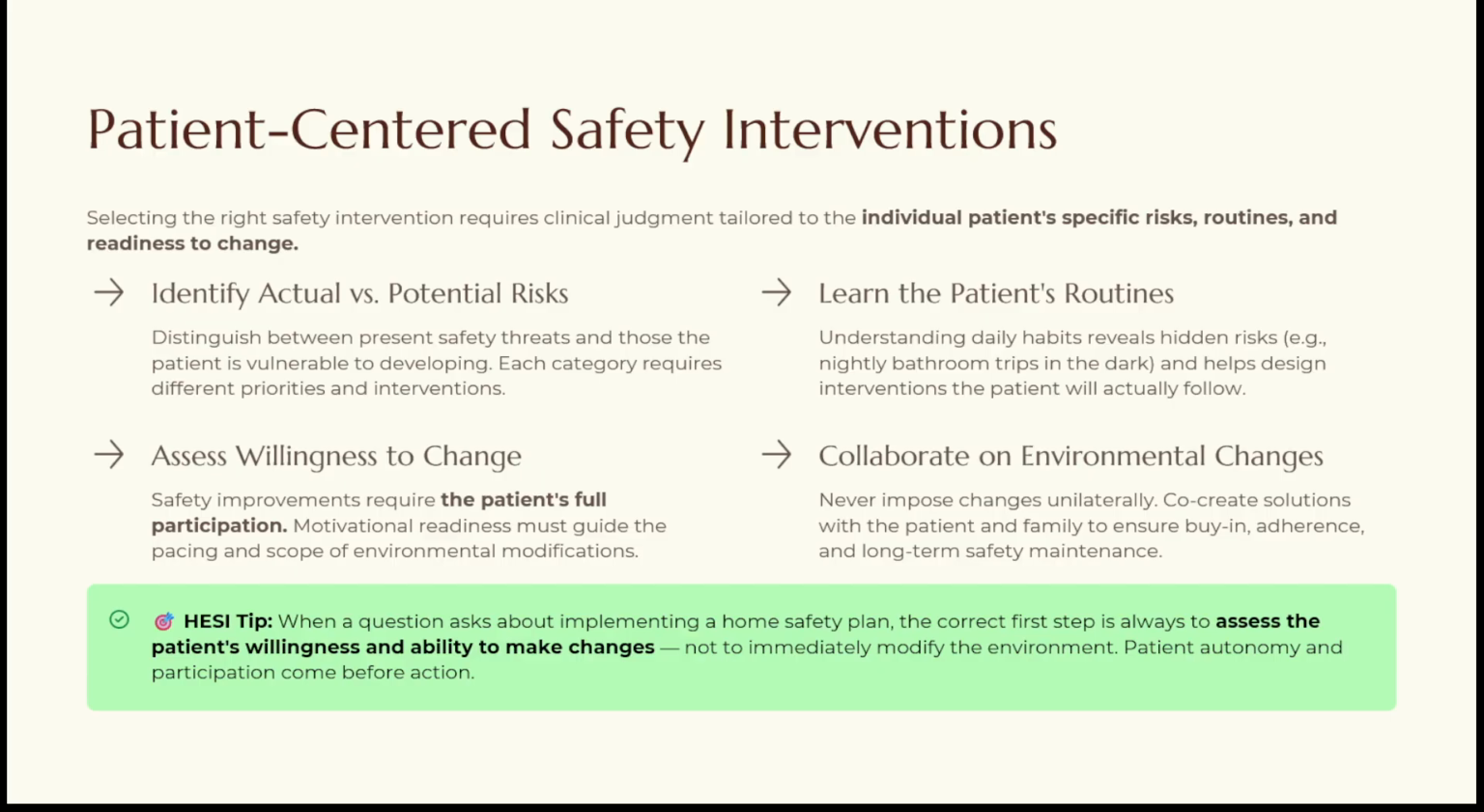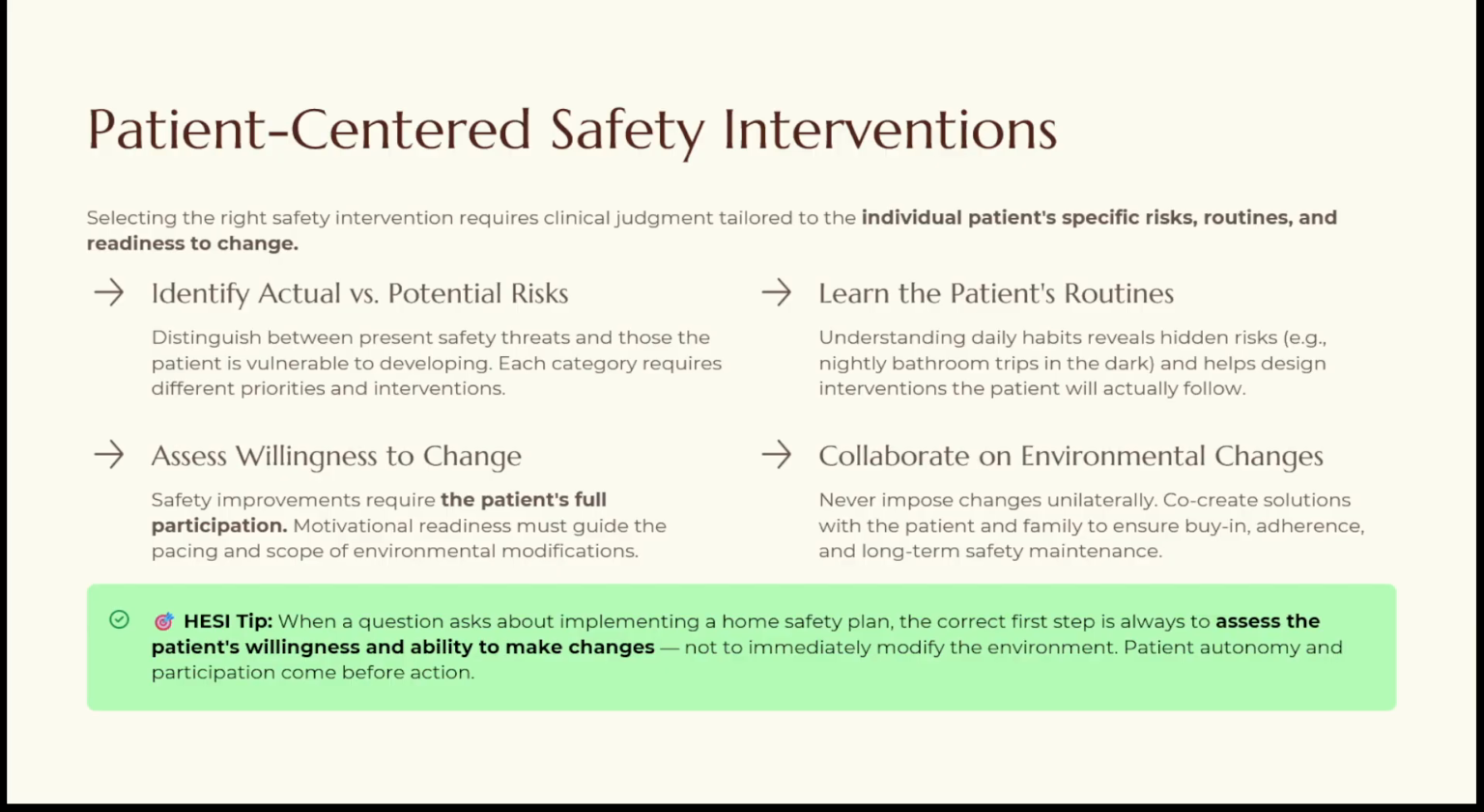As with everything that we do in nursing care, safety interventions should always be individualized to the patient. Nurses should distinguish between actual risks and potential risks. Understanding the patient's daily routines can help identify hidden safety concerns. So, for example, a patient who frequently gets up at night may need improved lighting or assistive devices to reduce fall risk. Now, patients are more likely to participate in safety interventions when they are involved in the planning process.